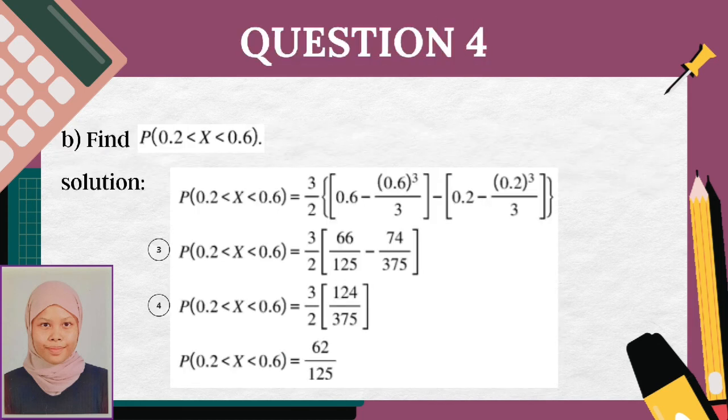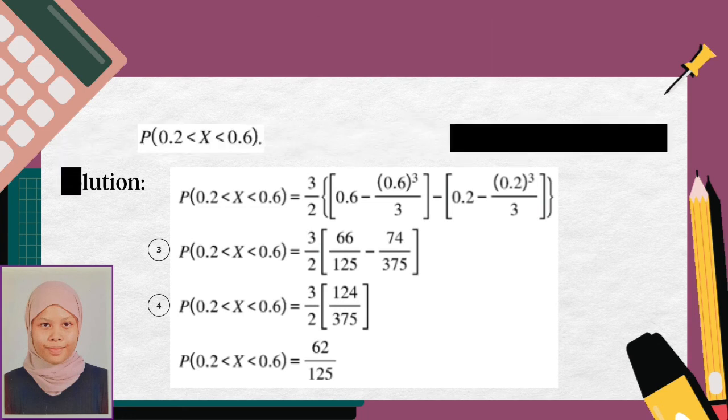Then we replace the x with the values of 0.6 and 0.2 respectively. Thirdly, we subtract the values of 66 over 125 and 74 over 375. Fourthly, we will get 124 over 375. Then we multiply with 3 over 2, and we will get the answer of 62 over 125.